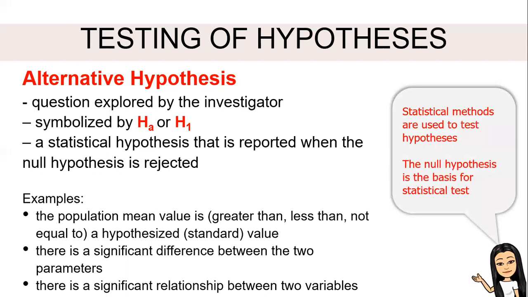And note, statistical methods are used to test hypotheses. The null hypothesis is the basis for statistical tests. Remember this: the null hypothesis is the basis. If you don't reject the null, you report the null hypothesis. If you reject the null hypothesis, you have to report the alternative hypothesis.